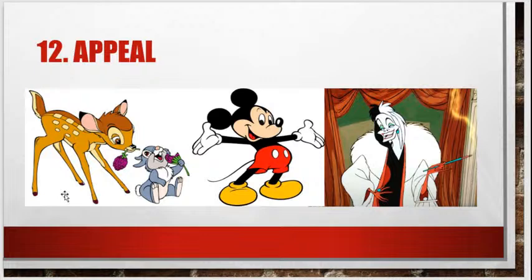So just like Bambi is a very soft, very scared, innocent deer. Mickey Mouse is a very funny mouse and does clumsy things at times. Cruella is a very cruel sort of bad personality who hates the dogs or something like that, okay. So these were the 12 principles of animation.